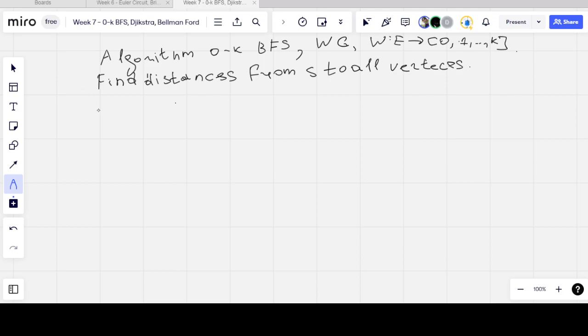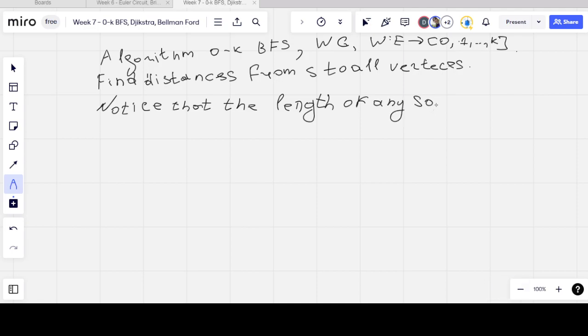So notice that the length of any shortest path is less than nk. n is the count of vertices. And why is that true?